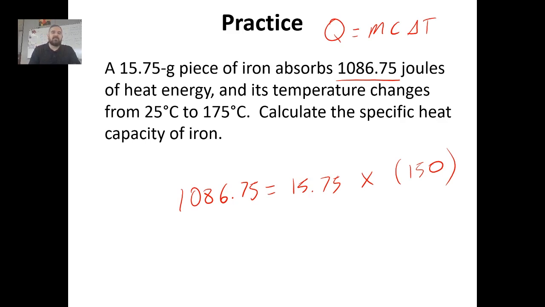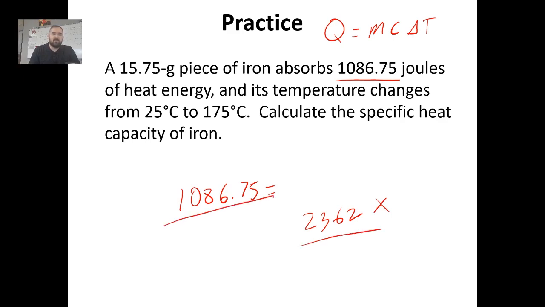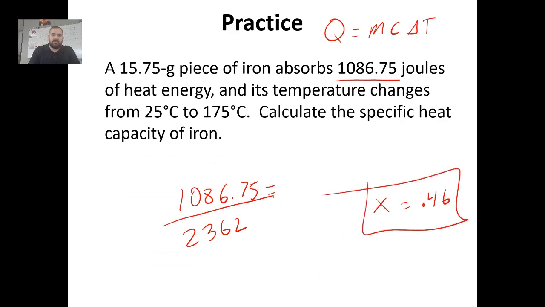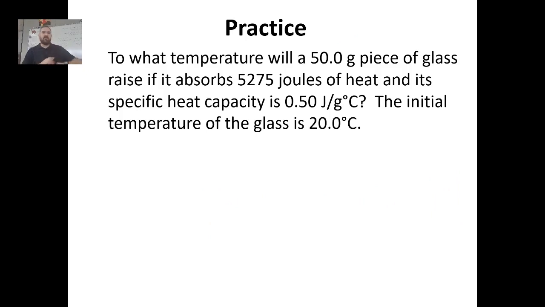2,362. Is that what y'all got? 2,362. That's what y'all got, right? All right. So X goes here, and then what's our last step? We're going to divide both sides by 2362. This goes away. So 1086.75 divided by 2,362.5. And then X is going to be equal to 0.46. And let's see if that's correct. So over here, it gives us iron, which is 0.45, which is close enough. So our Cp is equal to 0.46. Who else got 0.46? All right, good job. Last one, and then y'all can turn in your notes.